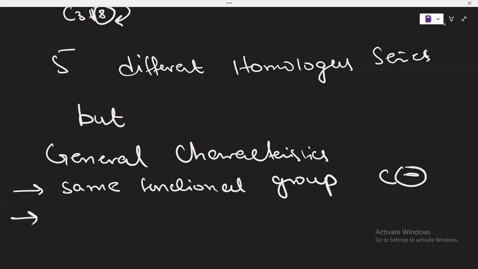Now we're going to talk about alkenes. We have not done that right now, but I'll show you an example.